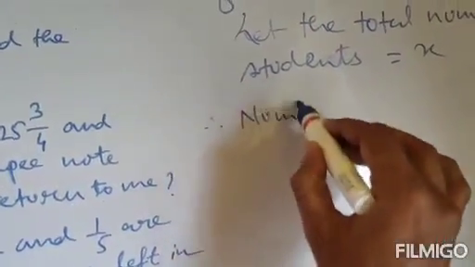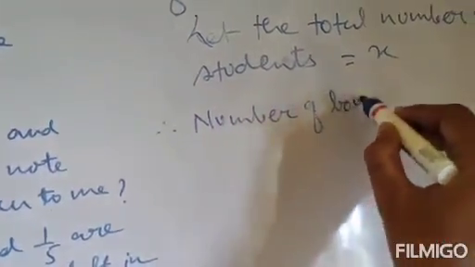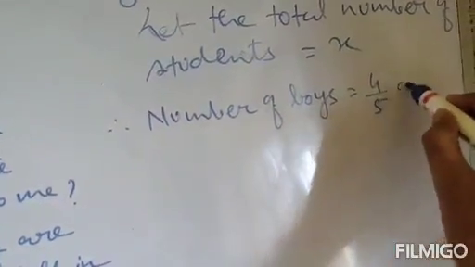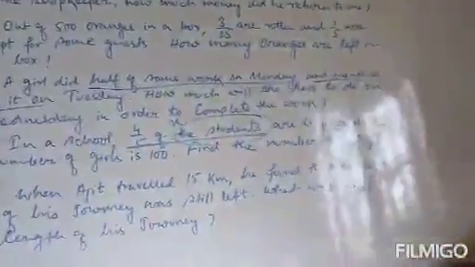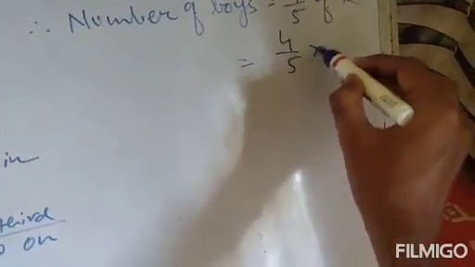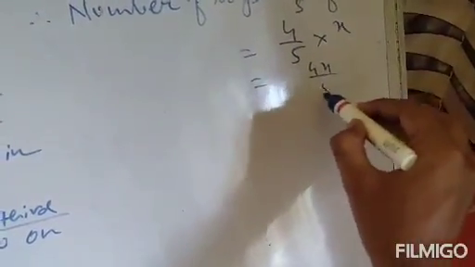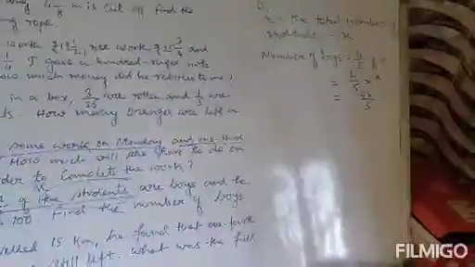So number of boys will be 4 by 5 of x, because see here, 4 by 5 of the students. We have considered the total students as x, so we can replace the total students by x. So it is 4 by 5 of x. This is the total number of boys, 4 by 5 of x. So calculate. 4 by 5 of means multiply, so it is 4x by 5. Number of boys comes out to be 4x by 5.